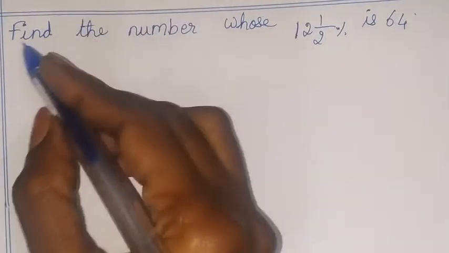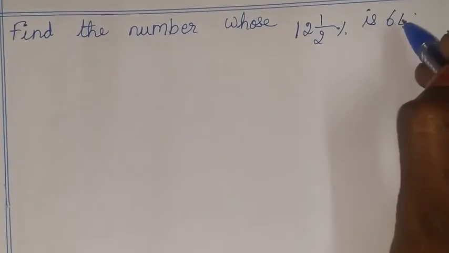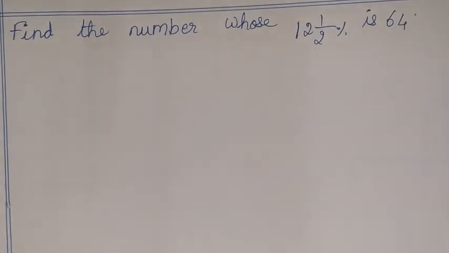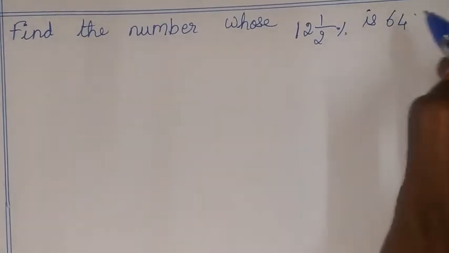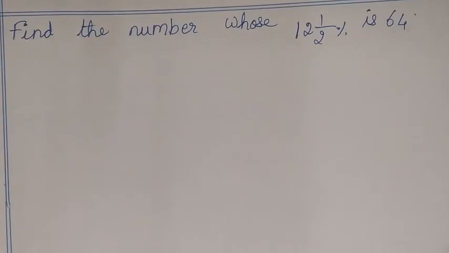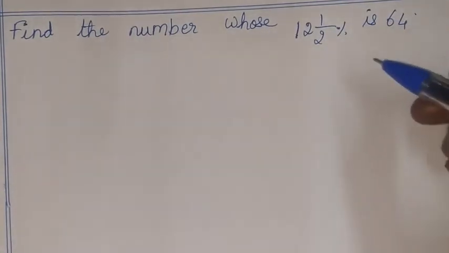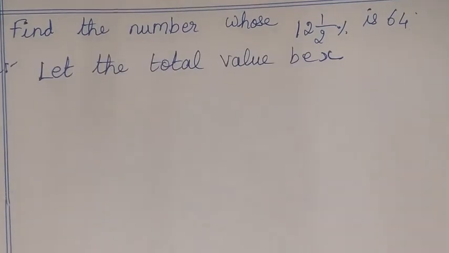Let's see the next sum. Find the number whose 12 1/2% is 64. So they didn't ask us to find 12 1/2% of some number. They are saying that 12 1/2% is this, then what is that number? So they are asking us to find the total value. So let's see how to do it.